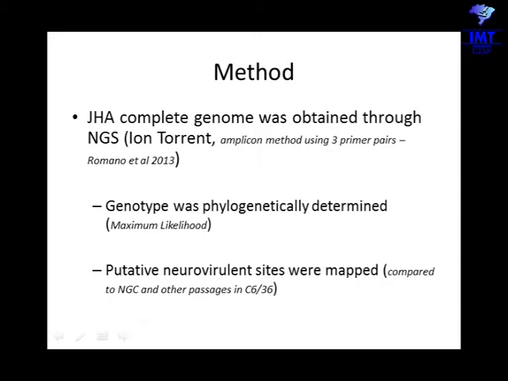We then decided to study this strain in more detail. The virus was subjected to next generation sequencing using the Ion Torrent from 3 amplicons, completely sequencing the viral genome. This data we analyzed to infer the viral genotype through phylogeny, and to map the mutation sites related to neurovirulence.